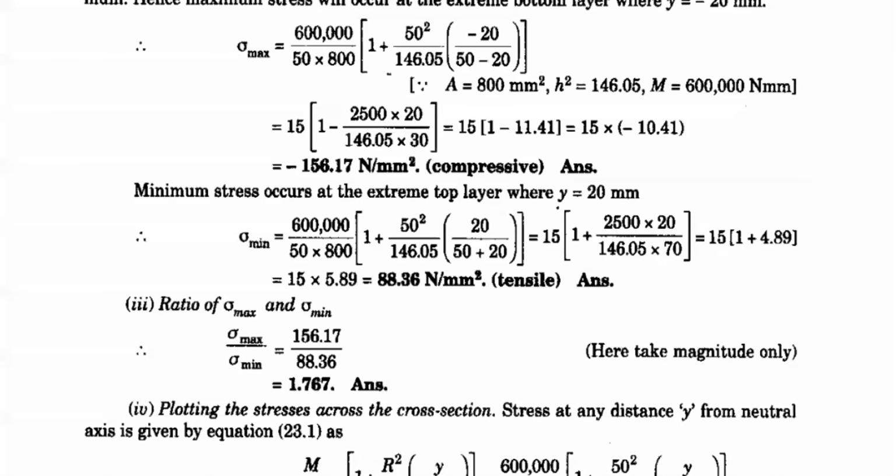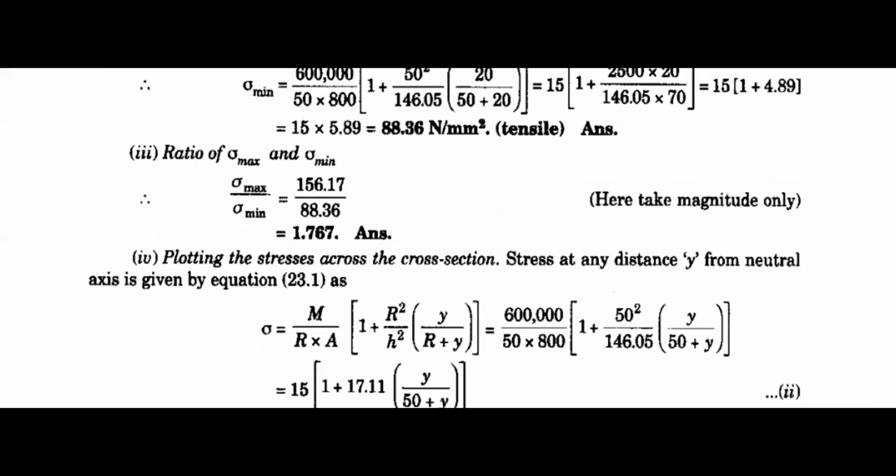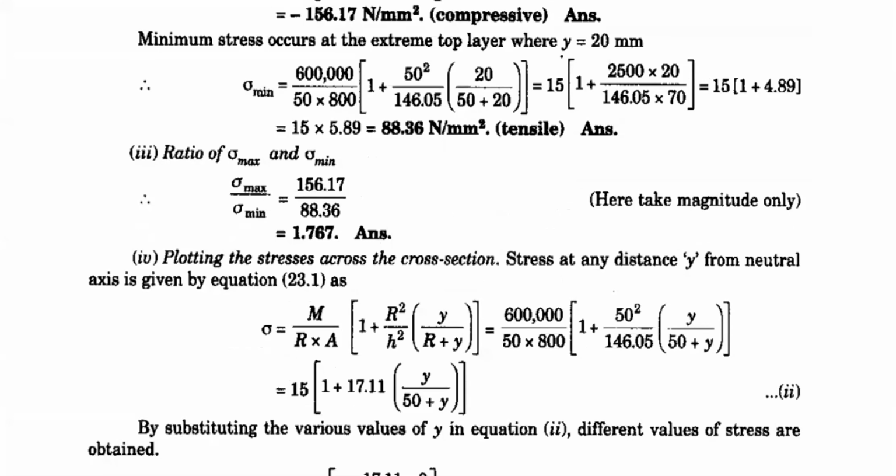If you are interested in the remaining things, Amma, you just have to plot this stress across the cross section. So please look at the given equation: sigma equal to M by A into 1 plus r square by h square into y by r plus y. In the y, you please substitute different values, above the neutral axis and below the neutral axis. That is the only thing. So that is the reason why I am not paying attention to this particular fourth point, Amma, because we rarely ask for stress distribution.